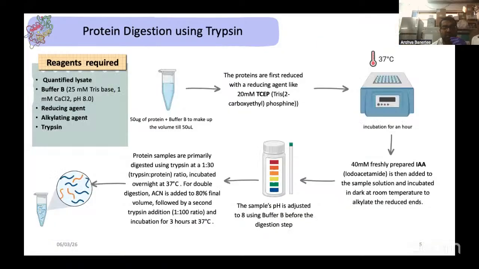What you are seeing here, and once those are done, we will proceed with the first step of digestion, which is called reduction, where 20 millimolar TCEP, tris(2-carboxyethyl)phosphine, is added. We incubate it for 1 hour. After incubation, there is a chance that the proteins which have opened up due to the reduction by TCEP might refold. So we add iodoacetamide, IAA, for alkylation so that the protein does not refold again. And once the protein is open, we go for protein digestion.